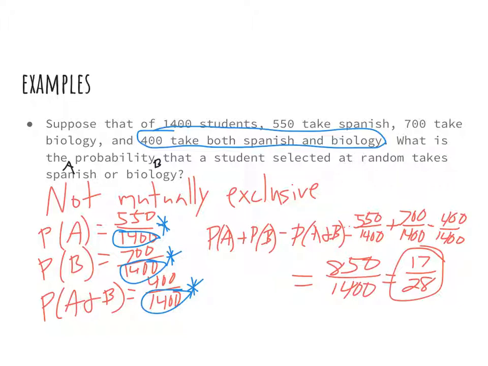So if I plug them into my formula, I should have 550 over 1,400 plus 700 over 1,400 minus 400 over 1,400, and that should get me a total of 850 over 1,400, which, if I take a 50 out of the top and the bottom, I can simplify down to 17 over 28.